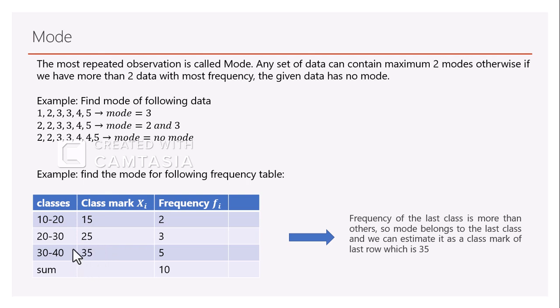Approximately 35. Indeed, in the data that we have here, it is not obviously clear which value is repeated, and because of that we say that the class mark of the class with the highest frequency is considered the mode, and it's going to be 35 here. So this is the mode as well.